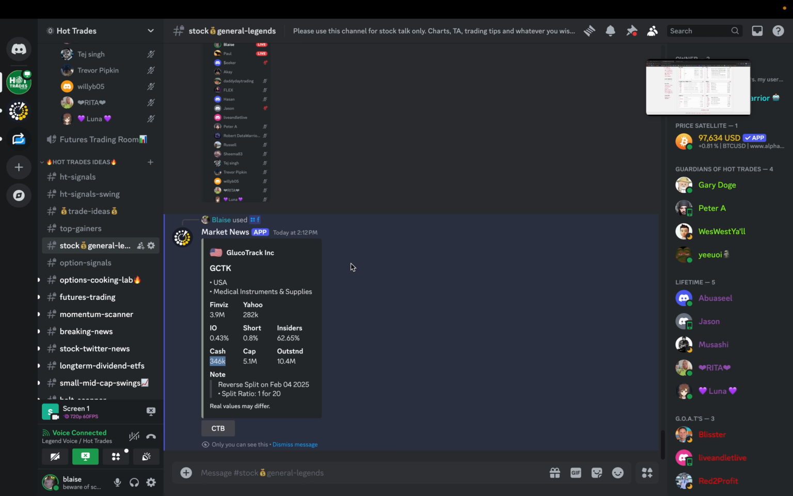This is a really cool feature, guys. It gives you the float, and then the short interest, the insider holdings, outstanding shares, and the cash. If you want to look for cost to borrow and other things, you can click on here and it'll give you more information. I like using this feature so I can see that the stock is pumping, and I can see the insider ownership, the cash, and the float. Those are the three main things I personally look at.